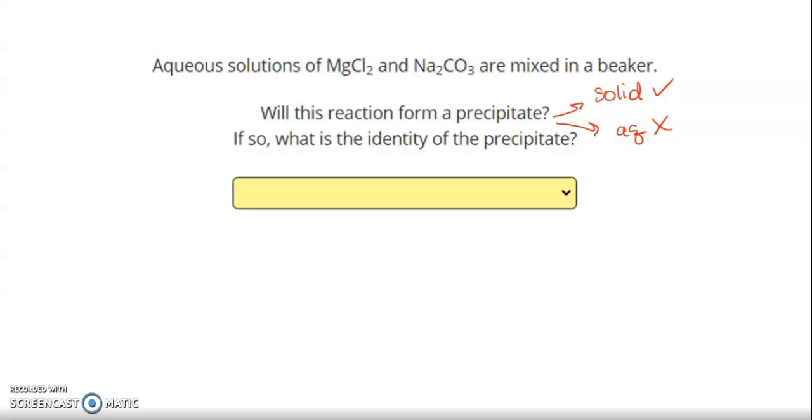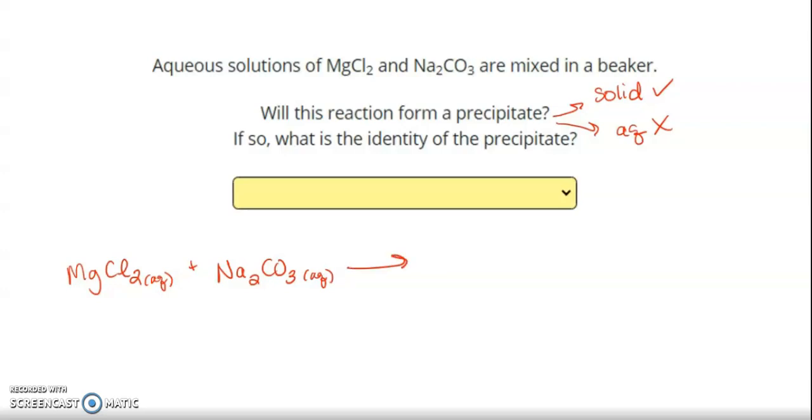So we're going to start with our two substances, and first we have to predict the products, use our solubility rules, and figure out if either of the products is going to be a solid. So we'll start with our substances. MgCl2, we know it's aqueous because it says it's an aqueous solution. It's going to react with Na2CO3, also aqueous. We're going to predict the products.